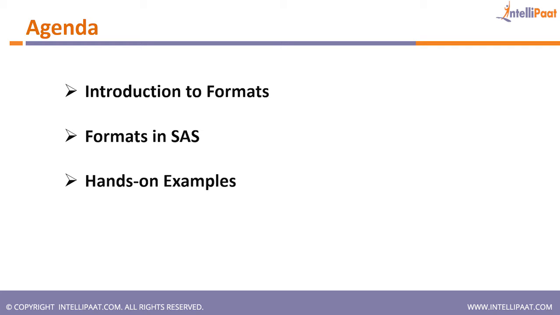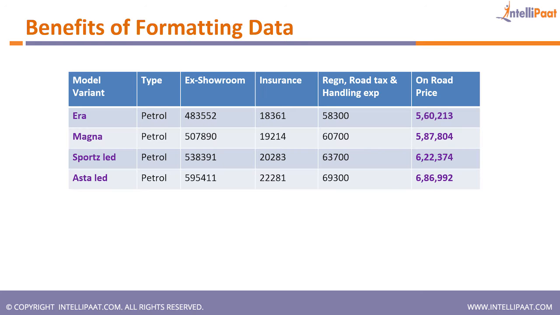When I say format, what I mean. You might observe some difference between the first three columns and the last column. The first three columns are ex-showroom price, insurance and road taxes, and then on-road price. You can see the amount mentioned in the on-road price column has commas in it. That shows that this is formatted, and it's very easy to read.